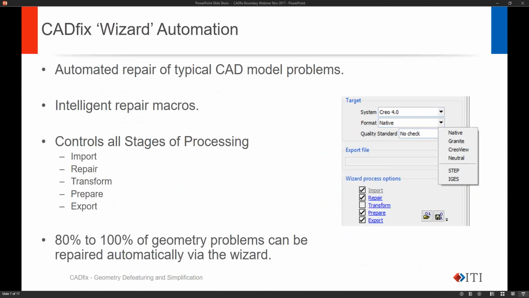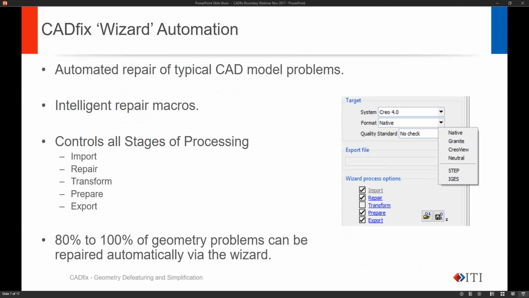So if we run in CADFix and we have the automated repair that we can run on models, this will typically repair 80 to 100% of the problems that you find in models. Now, this is using the intelligent diagnostic macro that runs through 5 stages within CADFix, and you can see these stages on the screenshot on the right. First of all, we're importing the model. We're then checking the model out and analysing the model to see if there's any errors in the model, because we want to make sure it's a valid solid.